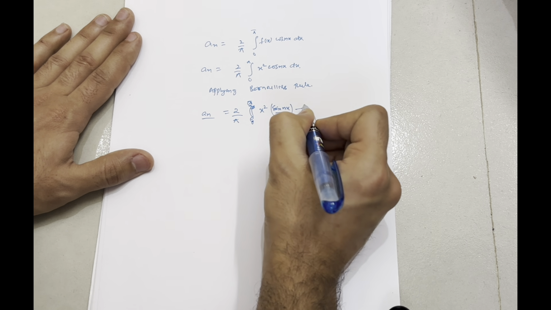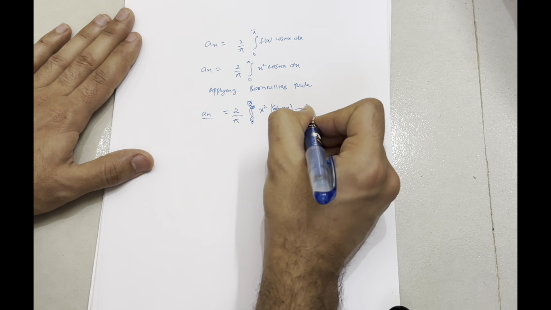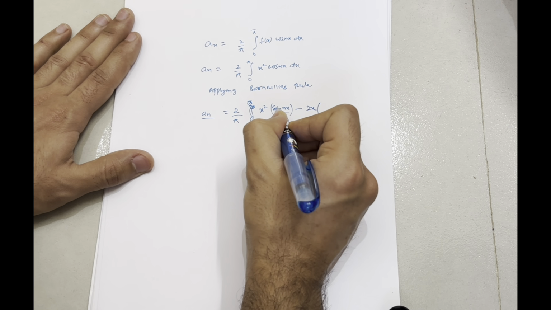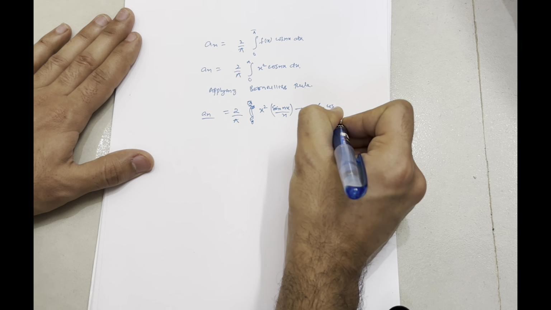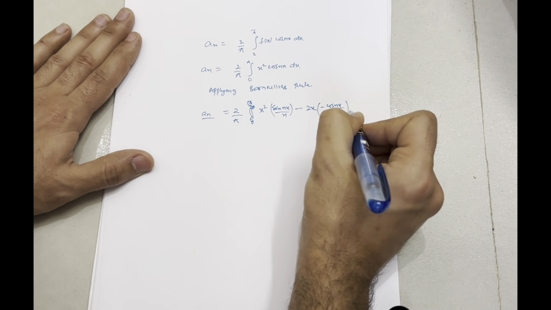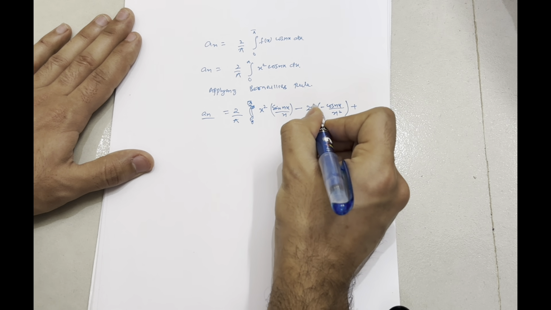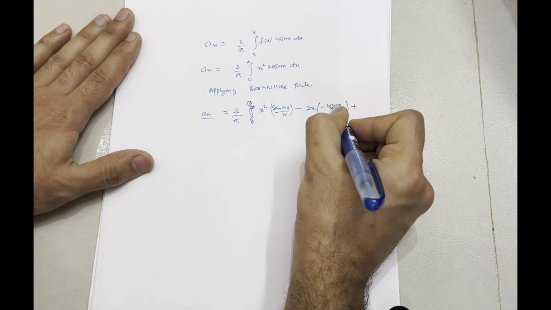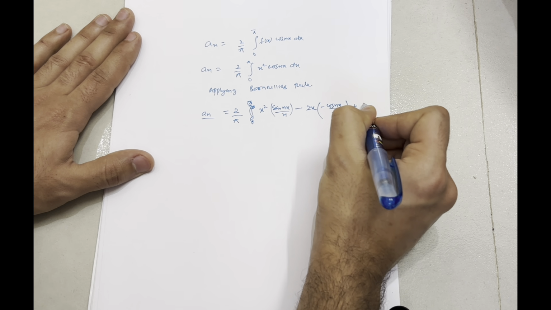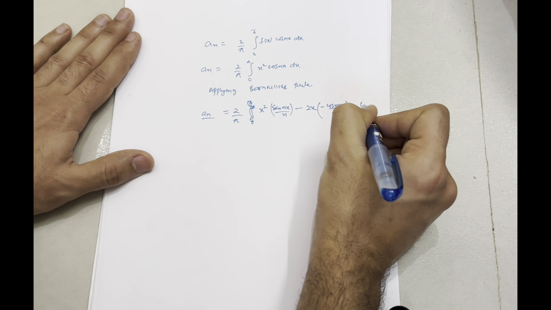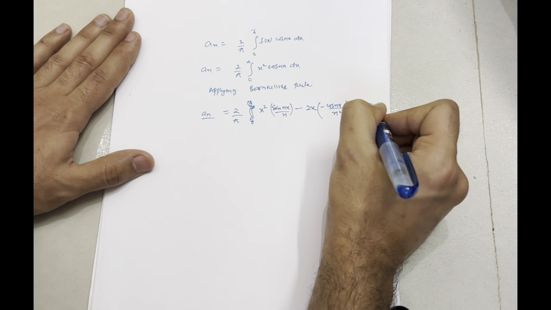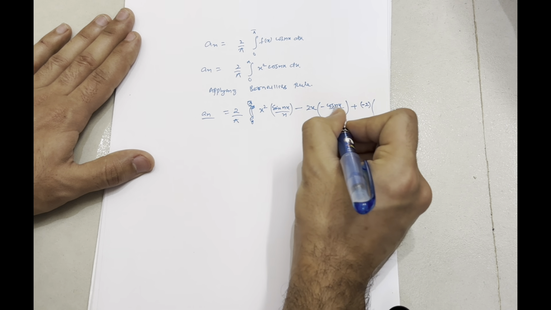Now minus differentiation of this x square, that is 2x, and again integration of this term. So what is the integration of sine? That is minus cos of nx divided by n square. Now plus differentiation of this term and integration of this term. You simply proceed like this. Differentiation of 2x is 2, and minus 2 we are getting, and integration of this term again.